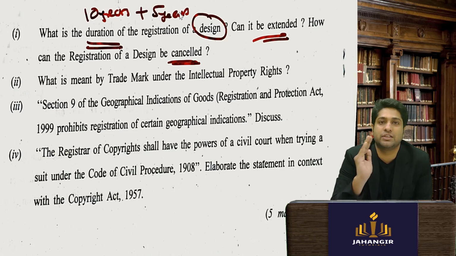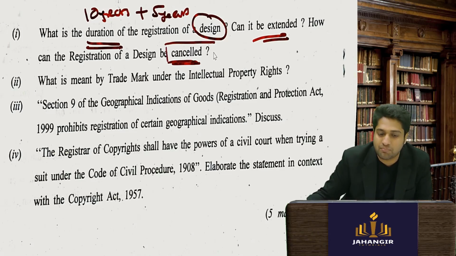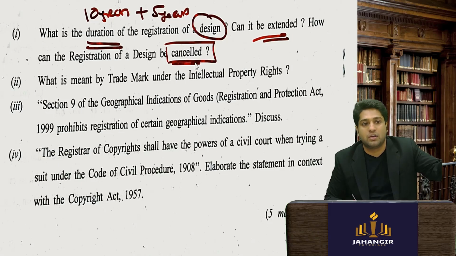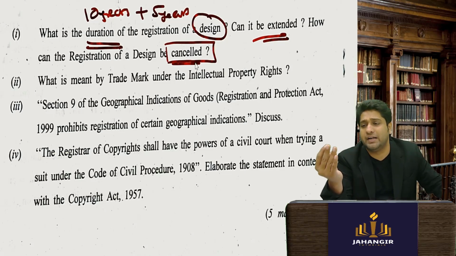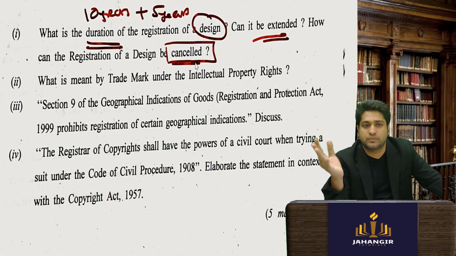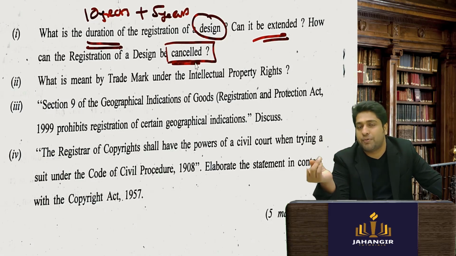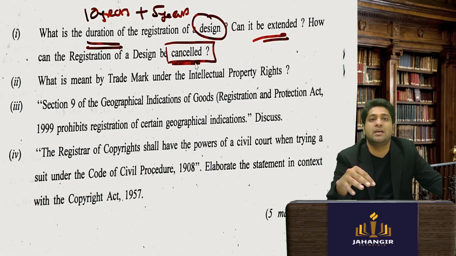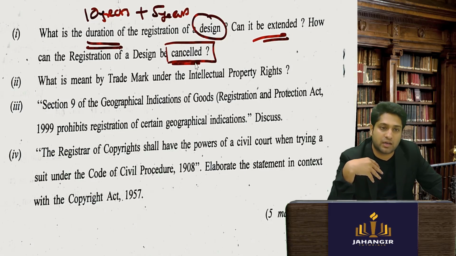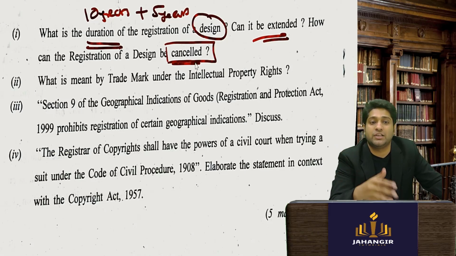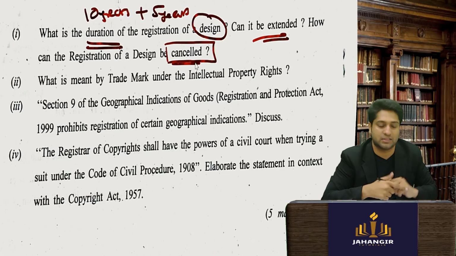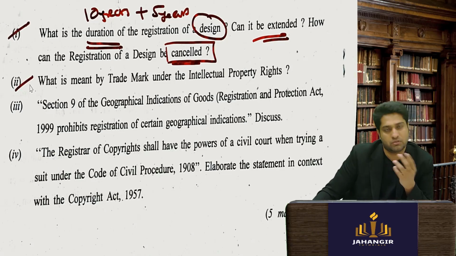How can the registration be cancelled? On a complaint filed to the registrar on grounds such as it is against public policy, the design is copied, the design is not novel, or it was priorly published. So all those grounds, then an opportunity of being heard will be given, and if it is found that the registration was done in violation of the law, then it can be cancelled after due opportunity of being heard.